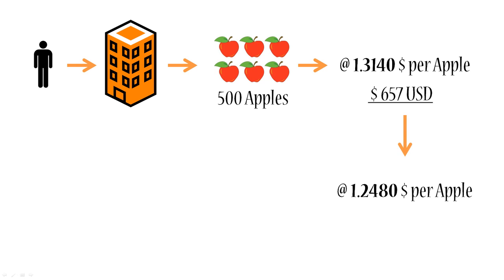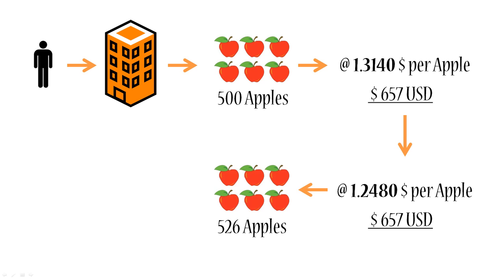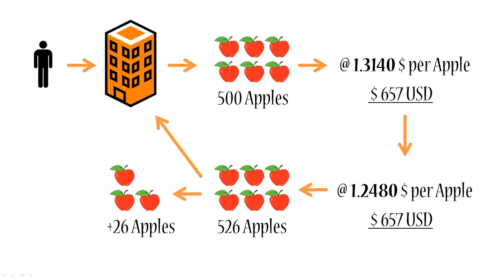So once the price for apples drops and it hits about 1.2480 American dollars per apple, guess what? You still have those $657 that you got in exchange for your apples a couple of days or weeks earlier. So what are you going to do with these $657 now? Well, you're going to go and buy back apples. Now with your $657, you can buy 526 apples. As you remember, you still have to return 500 apples to your broker, and that's exactly what you do. You return 500 to the broker, and that means you still have 26 apples of profit in your hands. Because of this transaction, you're left with an extra 26 apples.